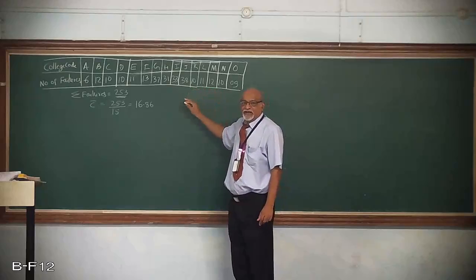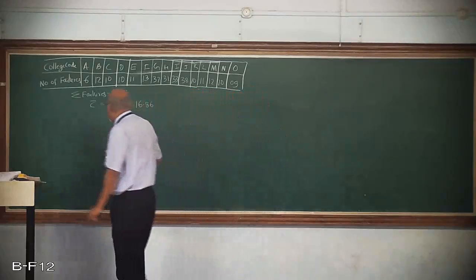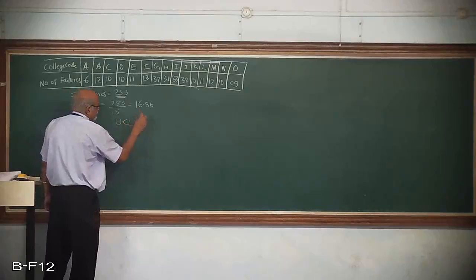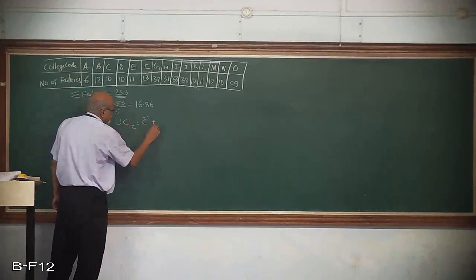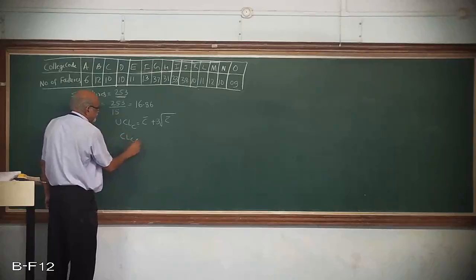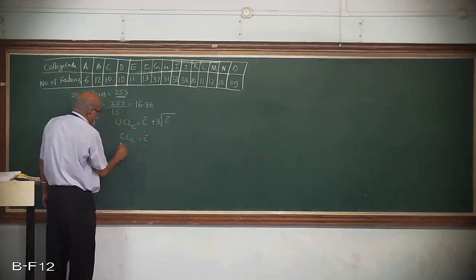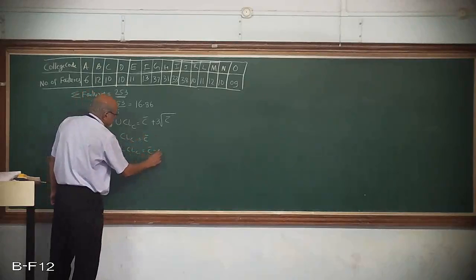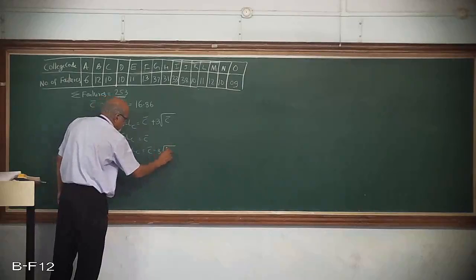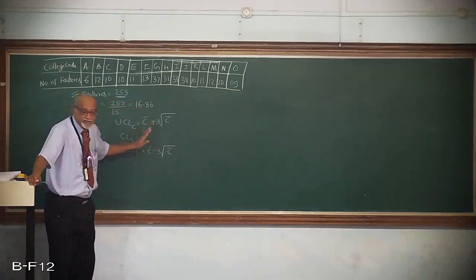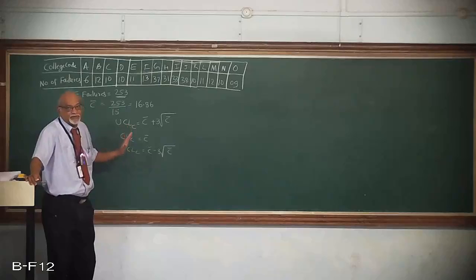Having identified that the C chart is to be used, we know that the upper control limit for the C chart is C bar plus 3 sigma C bar. Central line is equal to C bar, and lower control limit is C bar minus 3 under root C bar. Okay, we are going to use the 3 sigma control limits for the reasons I had explained in the previous classes.